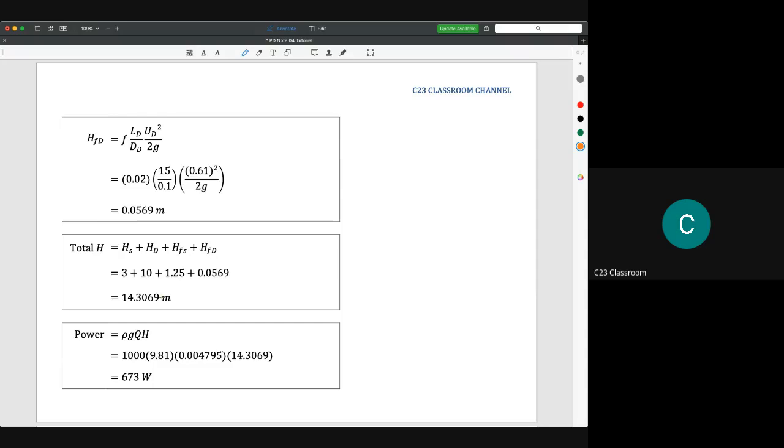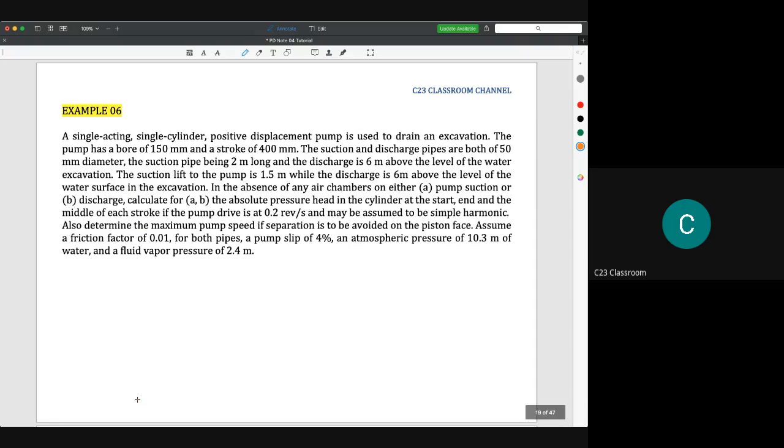So according to this calculation, we get the friction for the delivery pipe as 0.0569, and then we substitute everything in the equation, so we get the head. The total head is 14.3069. We substitute in the power equation, and then we get around 673 watt. So that is the calculation for the acceleration head, the main calculation of friction in a piston pump that has the air vessel.